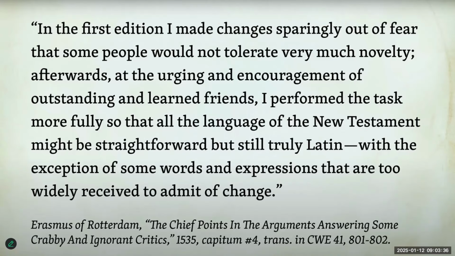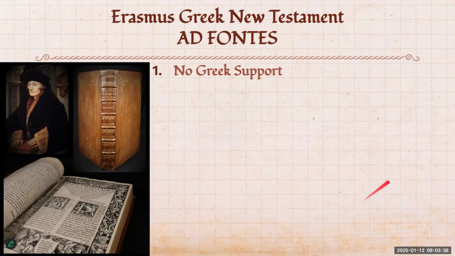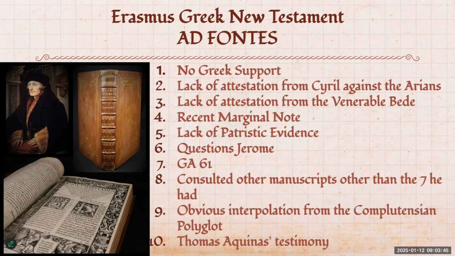I'm going to just move right through all of this, and we're going to get right to the end slide here. I think this one. Perfect. All right, so he gave a bunch of reasons why he did not include the comma in his first 2 editions. The first one is he had no Greek support to include it.